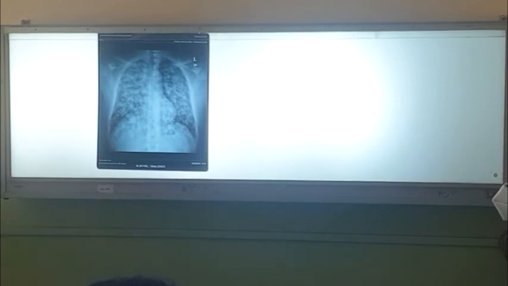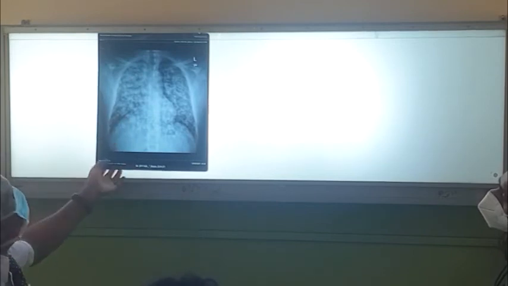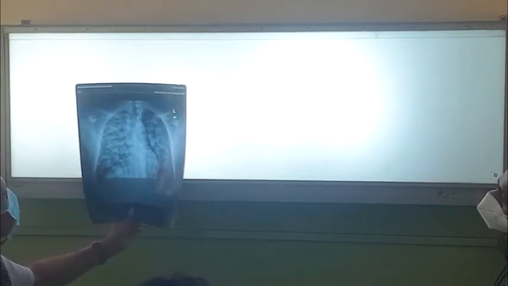This one recently came with bilateral patchy opacities, ill-defined patchy opacities. It suggests a malignancy, but we have to consider other possibilities: vasculitis, bronchopneumonia, TB, everything we have to consider, but this is very suggestive of malignancy, right?